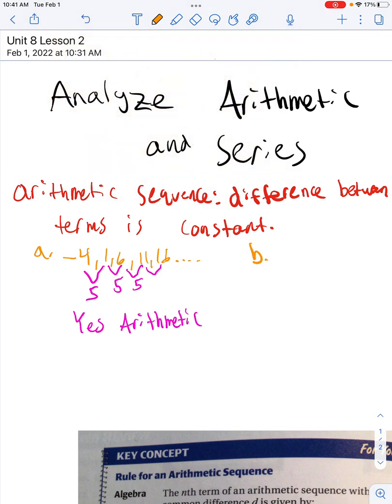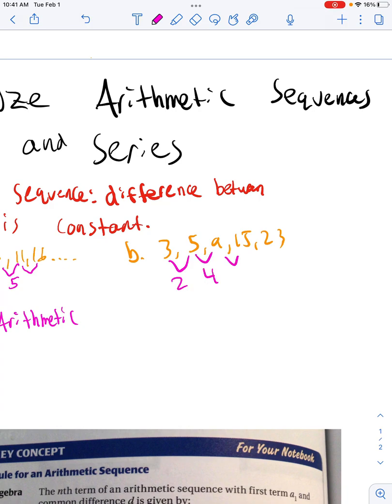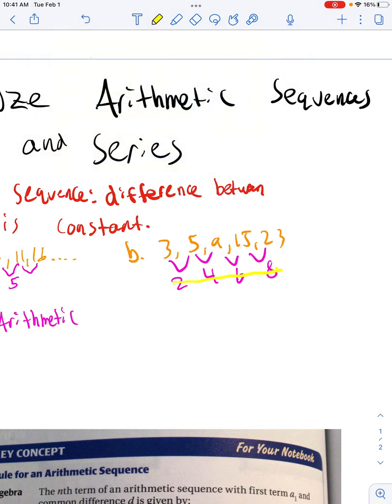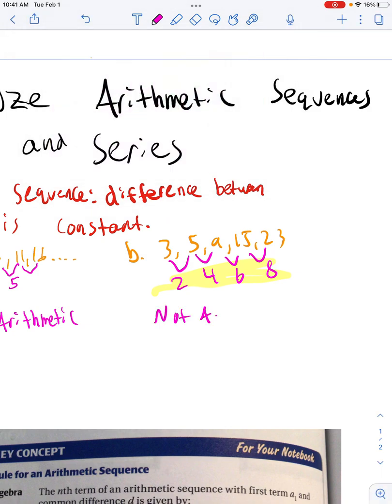Whereas if we looked at a separate example, let's say we had the sequence 3, 5, 9, 15, 23, and I try to compare, the difference is 2, the difference is 4, the difference is 6, the difference is 8. These are all changing. My differences are changing, so this would not be arithmetic.